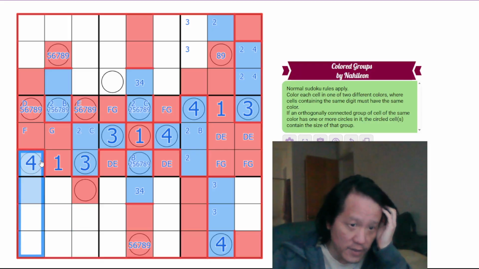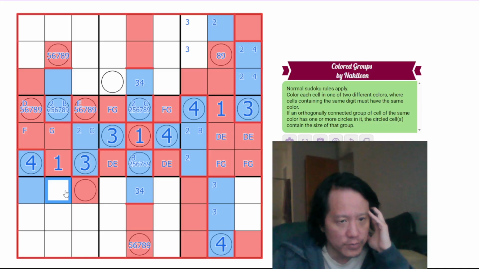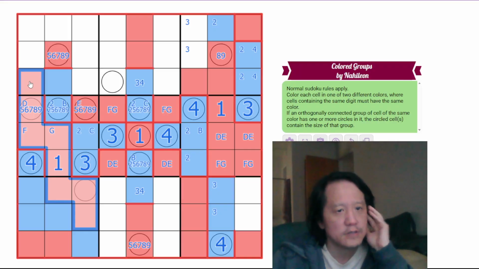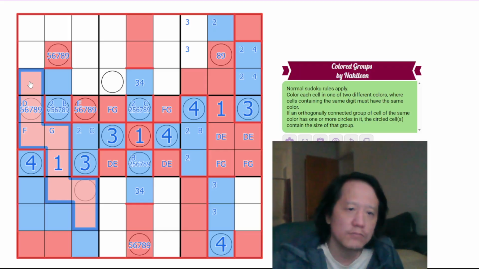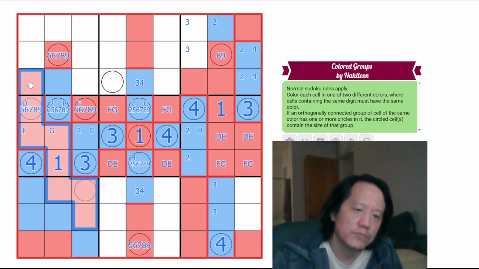So that's okay. If we have 4 blues here, this is blue. What happens if we have blues here? Then these all must be red. That's interesting. That forces this to be blue. This is 1, 2, 3, 4, 5, 6, 7, 8. And if it connected, that would be 10, which is not allowed.